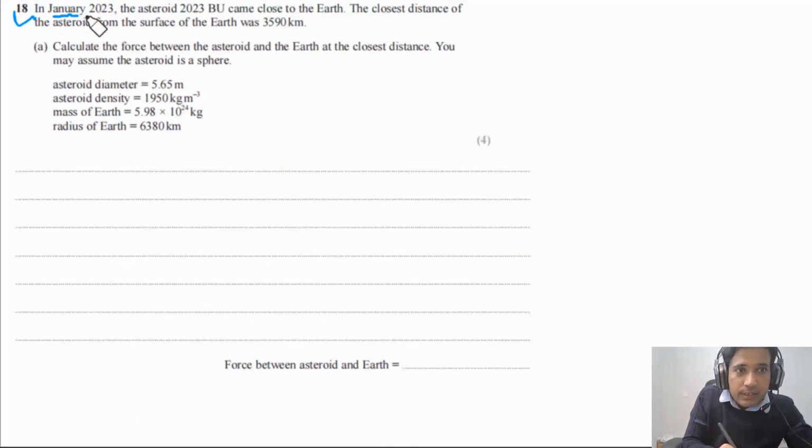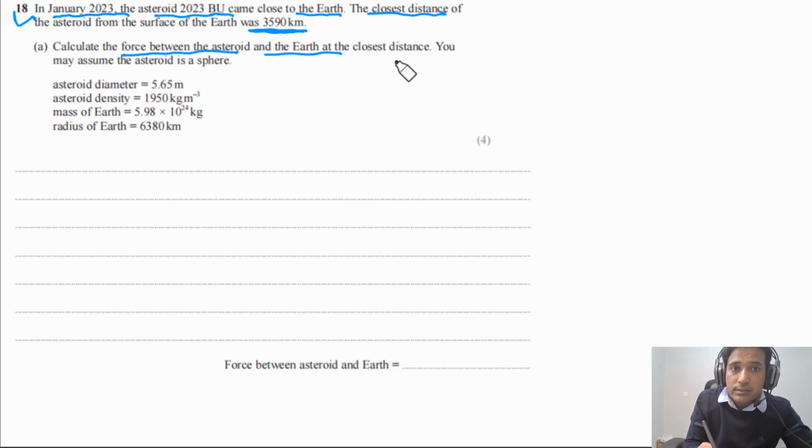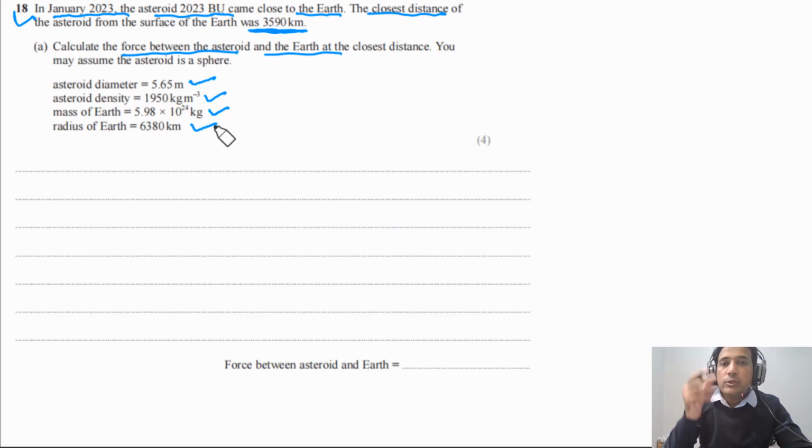Question 18 says, in January 2023, the asteroid 2023 BU came close to the Earth. The closest distance of the asteroid from the surface of the Earth was 3,590 kilometers. Calculate the force between the asteroid and the Earth at the closest distance. You may assume the asteroid as a sphere. Asteroid diameter is given to us, asteroid density is given to us, mass of Earth is given, radius of Earth is given. So we need to calculate force.